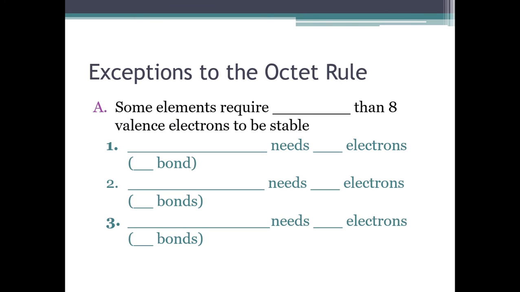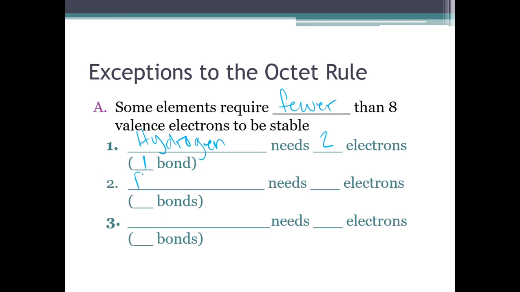So I sort of touched on this a minute ago. Some elements require fewer. Some elements actually require fewer than 8 valence electrons in order to be stable. So the one we've seen over and over so far is hydrogen. Since hydrogen only has the 1 valence electron, it only needs a total of 2 electrons. It only needs 1 bond in order to be stable.